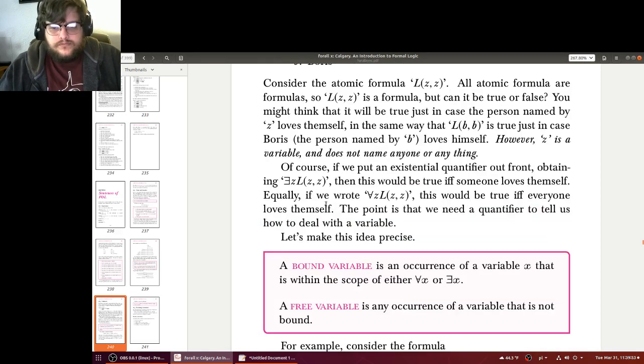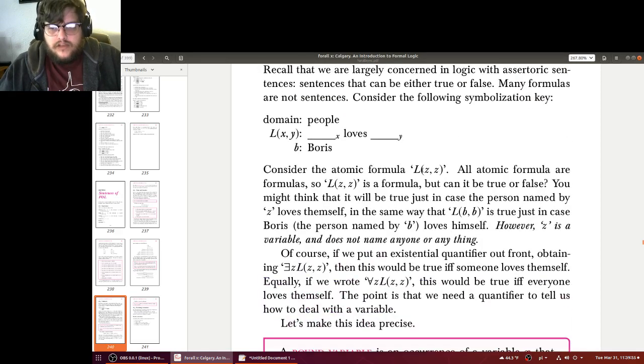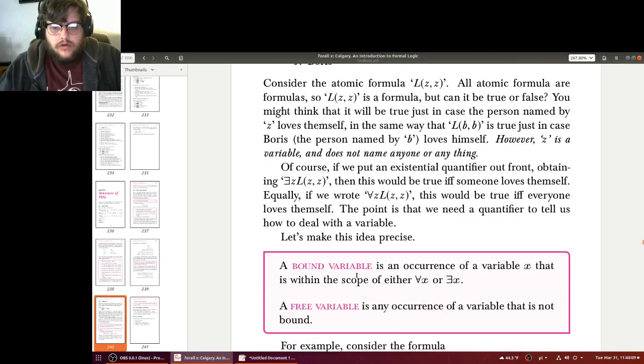So they want to make a distinction between variables appearing in this fashion, that is with no quantifier attached to them, and variables appearing in this kind of fashion where they're sort of trapped. They're captured by a quantifier. They're in the scope of a quantifier. So that's the difference between a bound and a free variable.